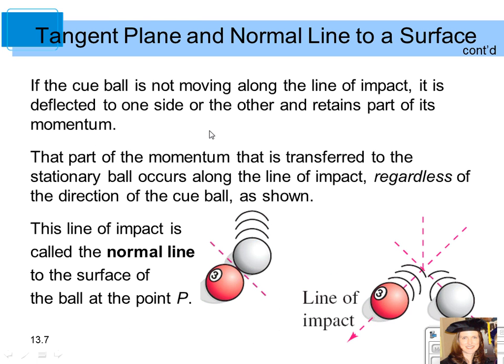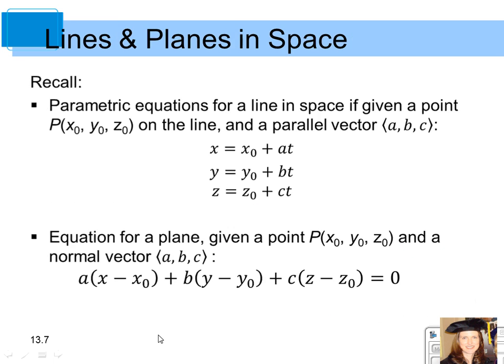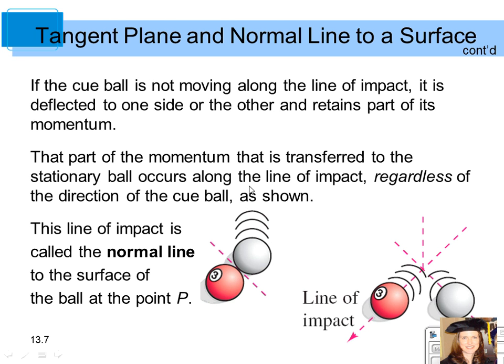If the cue ball is not moving along the line of impact, it is deflected to one side or the other and retains part of its momentum. That part of the momentum that is transferred to the stationary ball occurs along the line of impact regardless of the direction of the cue ball, as shown. So the line of impact goes straight through the point where it meets through the center of the ball. So the ball, if it's hit at this point, goes through the center, it's going to move out in this direction. So the cue ball is then deflected in this way.